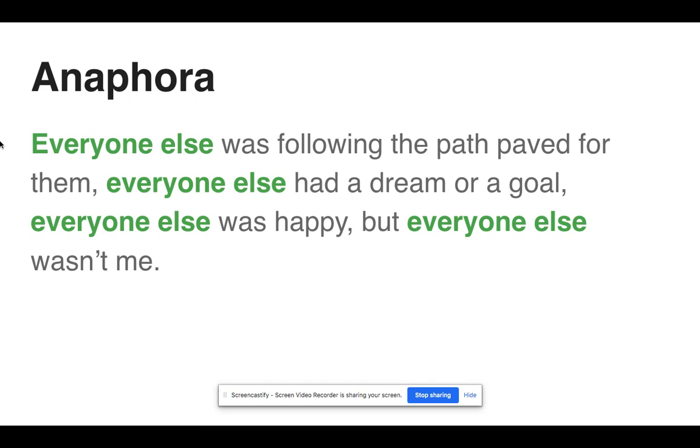I've got one more example of anaphora. Everyone else was following the path paved for them. Everyone else had a dream or a goal. Everyone else was happy, but everyone else wasn't me.